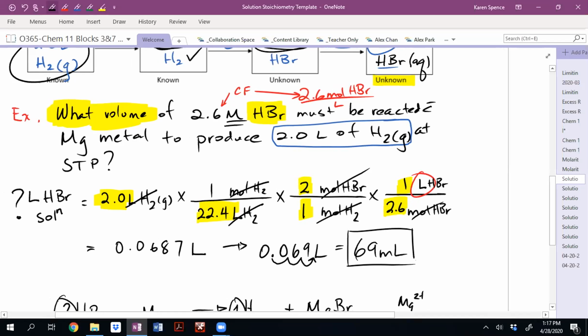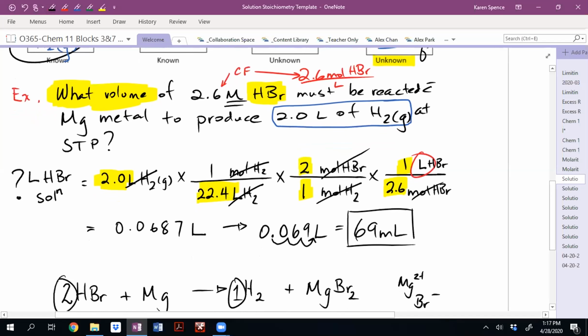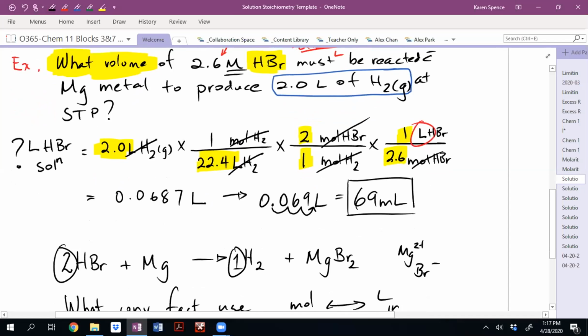Do you have to do that last step? No. Is it a good practice to get into? Yes. Think about how you would go about measuring it and be like, am I going to take out a 0.1 liter graduated cylinder? No. Okay. Are we ready for another one?